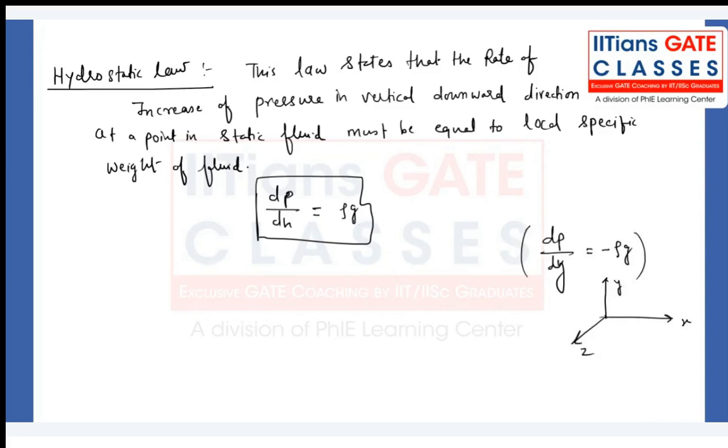Plus, when you take the downward direction of y as positive, then you will get the equation dou p by dou h, or dp by dh, as rho g. Anyway, whichever sign convention you follow, you will get pressure equal to rho gh. Let me prove that.